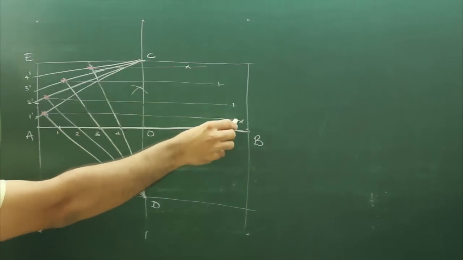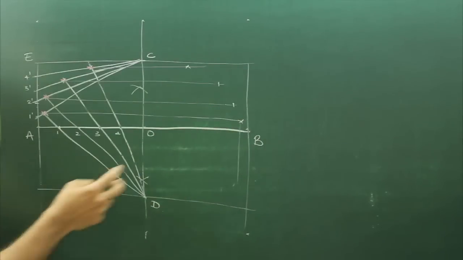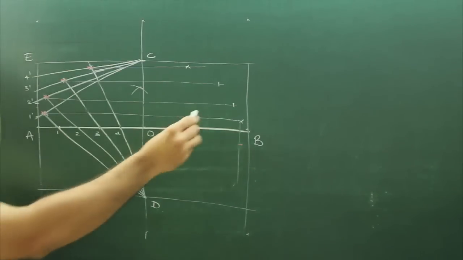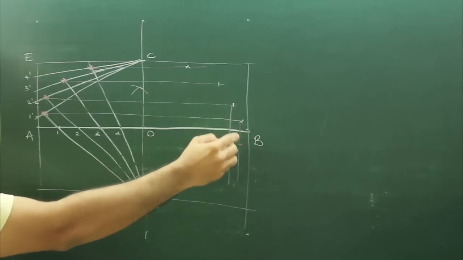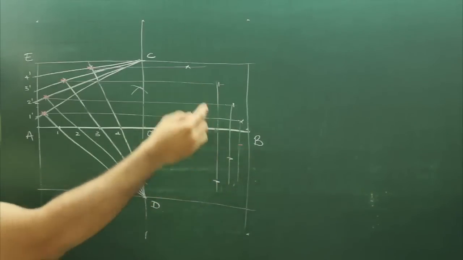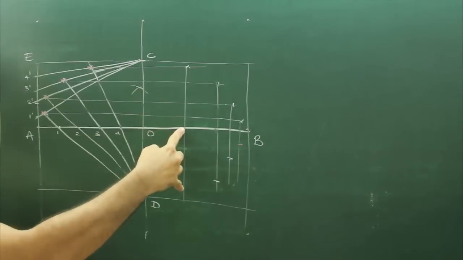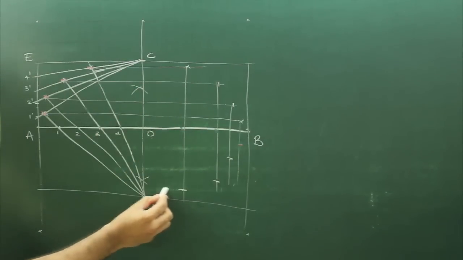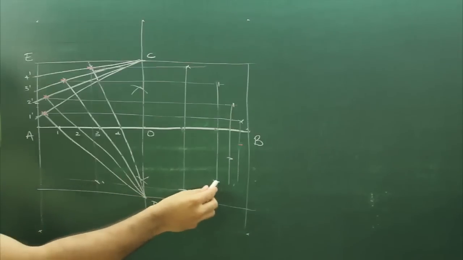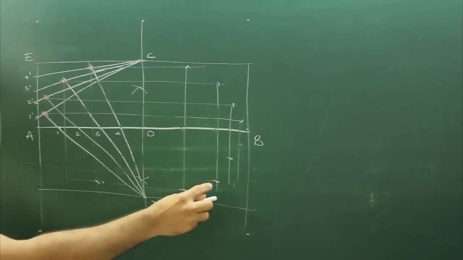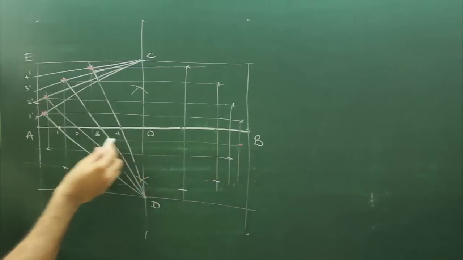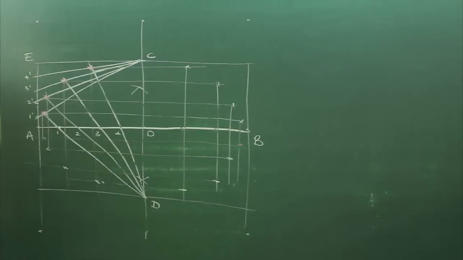Same way, we can transfer this point down by drawing vertical line. Then we take this distance, cut down. We draw vertical line, we take this distance, cut it down. Same way, again draw horizontal line. From your horizontal, from your vertical. So again, all these points and then join them.